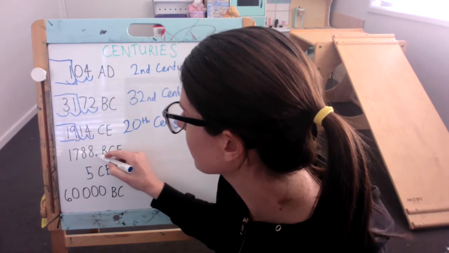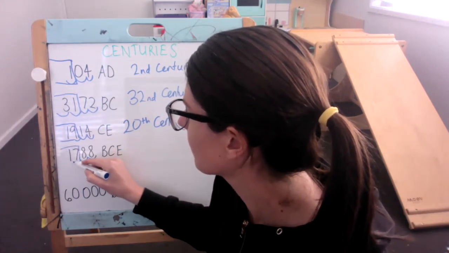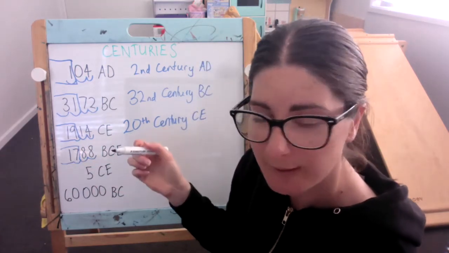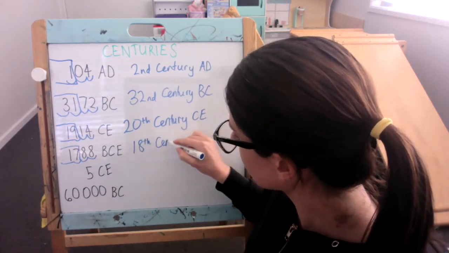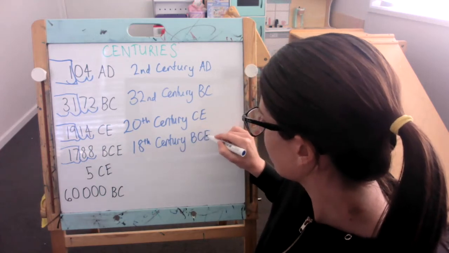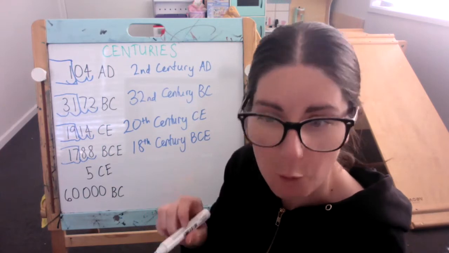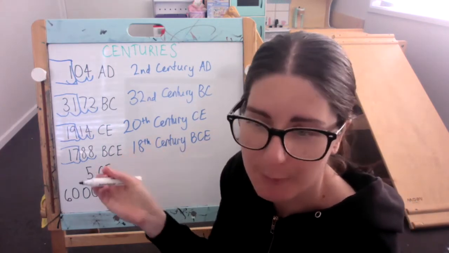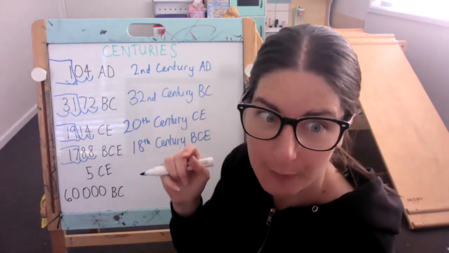Okay, next one. 1, 2, 3. There's the numbers that we're focusing on. 17 plus 1 is 18. That's the 18th century BCE. Is that when Europeans arrived on the shores of Australia? No, because BC is before Common Era. But if it was CE, that would be 1788, when Europeans came to Australia.